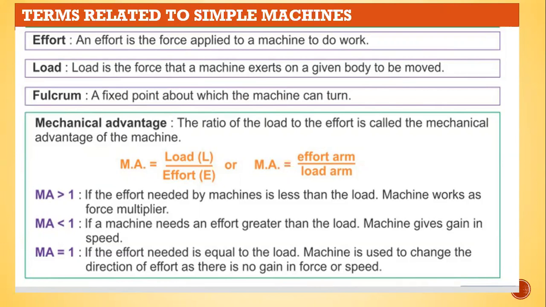In case of levers, the mechanical advantage is taken as the ratio of effort arm over load arm. For a machine, if mechanical advantage is greater than 1, the machine acts as a force multiplier. If mechanical advantage is equal to 1, then the machine only changes the direction of application of effort to a convenient direction. If the mechanical advantage is less than 1, then it gives us gain in speed.